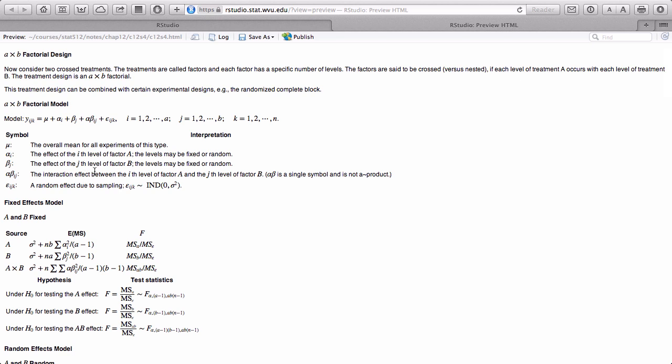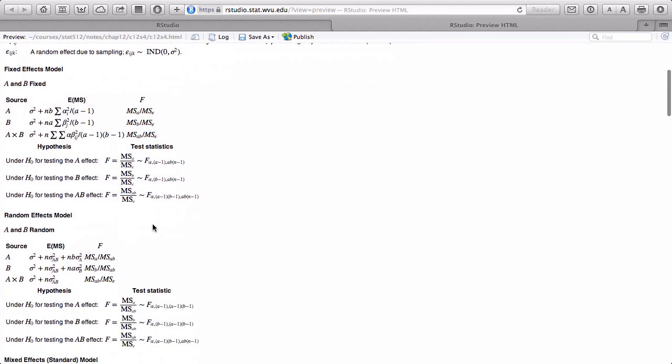So I define these here. Now, here's the kicker, though. Either the A effect or the B effect can be random. In other words, I could have three different models. I could have both A and B as fixed, A and B as random, or I could have what's called a mixed model, where A is fixed and B is random, or vice versa. The mixed model is where we start to get complicated. So let's talk about the fixed effects model first.